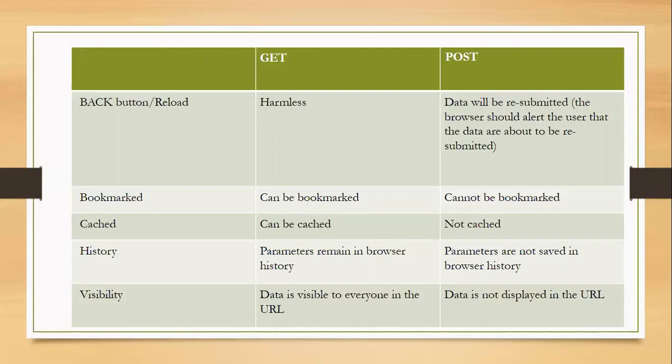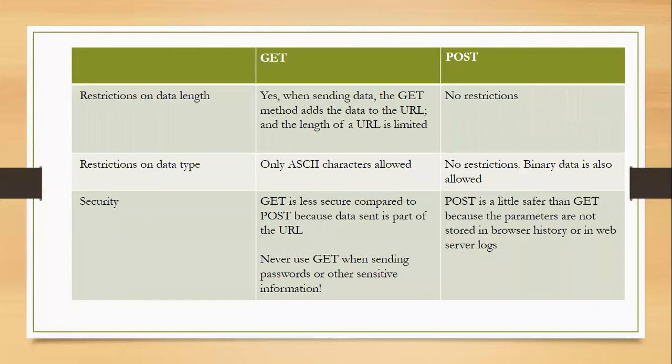Visibility. Data is visible in the URL. The complete data, what the directory is, what the subdirectory is, what the file name is, the extension of the file, is visible in the GET method, but in the POST method it is not visible. So we can say data is not displayed in the URL. Directly you can mention the content in your window, but not in a URL.